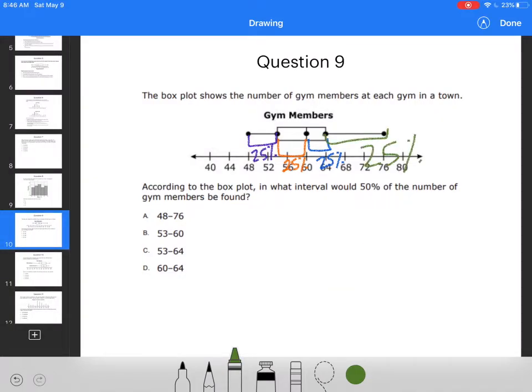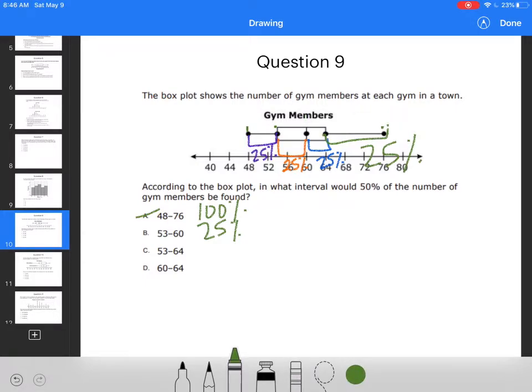So then it says use the intervals. So it says 48 to 76. Well, that's 100% of the data. So A's out. They want 50%. So 53 to 60. That's only 25% of the data. So I'm going to erase some of this.